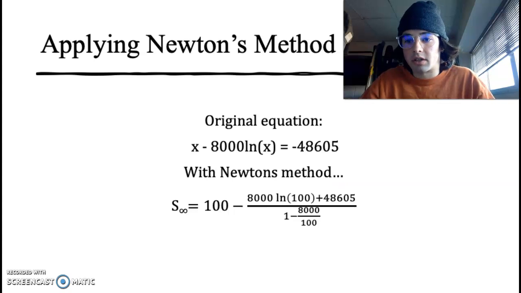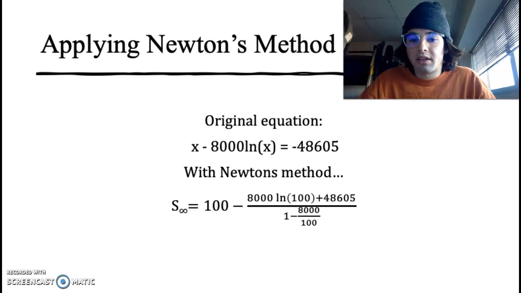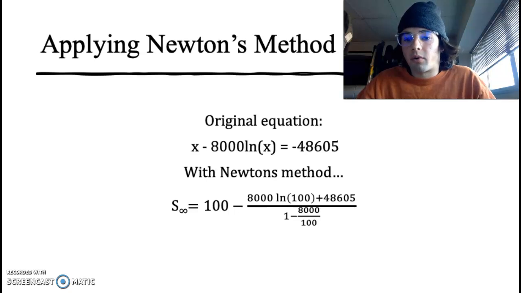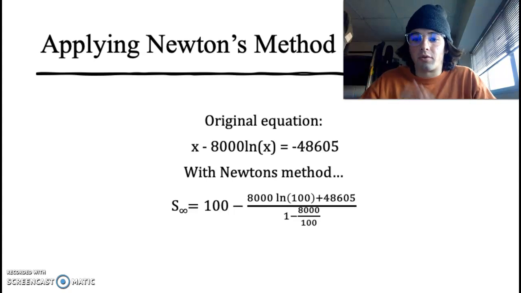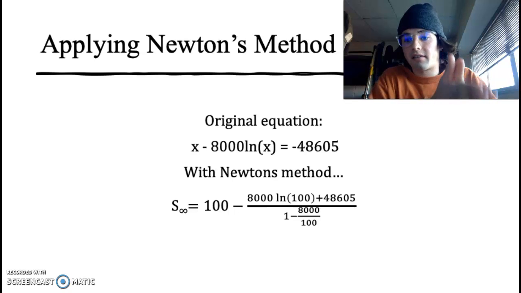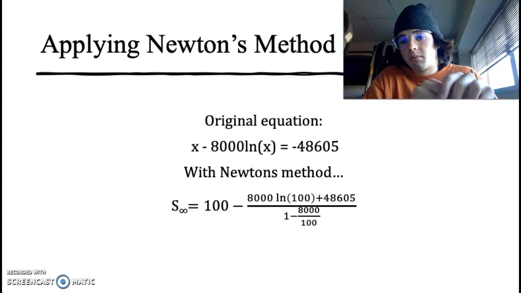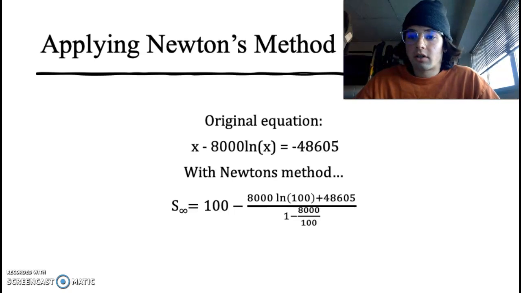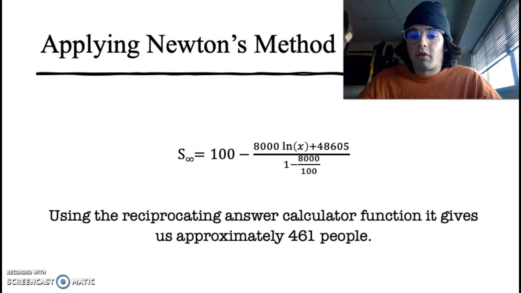So the original equation that we have is x minus 8,000 ln x equals negative 48,605. We're able to apply Newton's method to this by S of infinity equals 100 minus (8,000 ln 100 plus 48,605) over (1 minus 8,000 over 100). We're able to apply that, and then this gives us an estimate for what S of infinity will be using the reciprocating calculator function, which gives us the estimate of approximately 461 people.